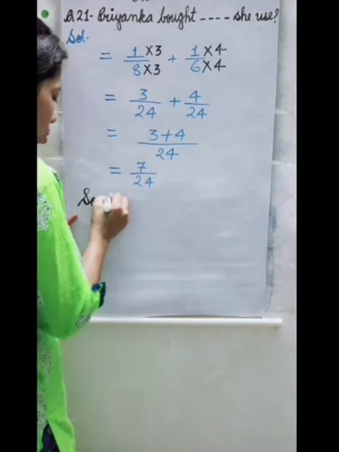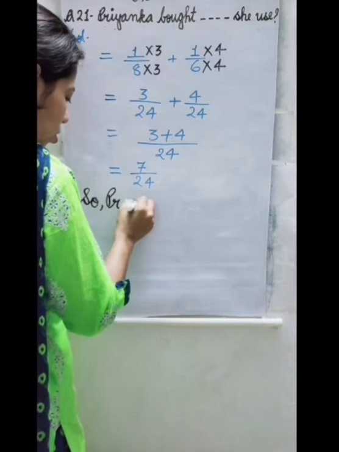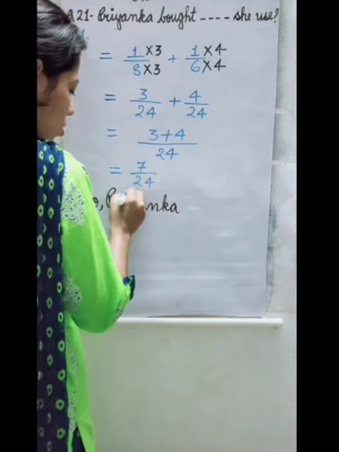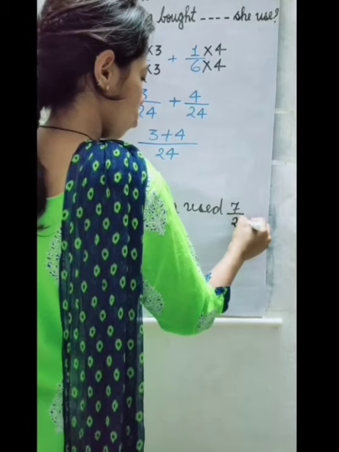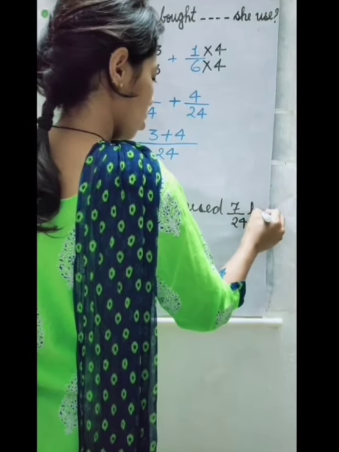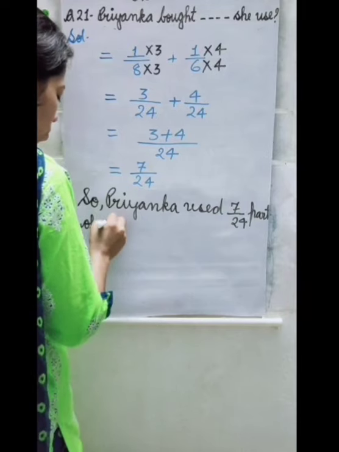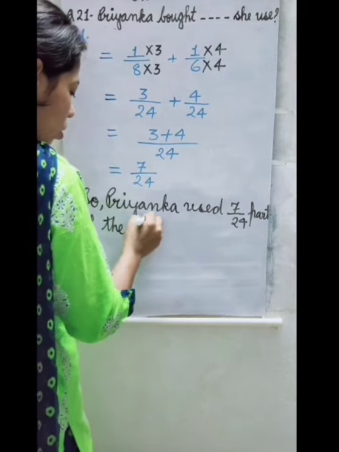So Priyanka used 7 by 24 part of the tomatoes.